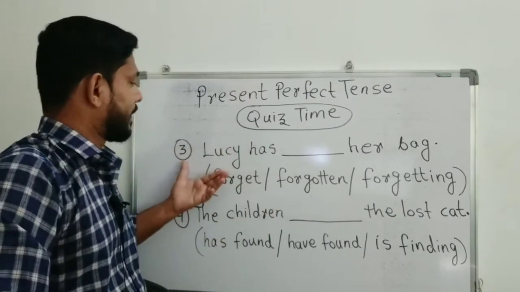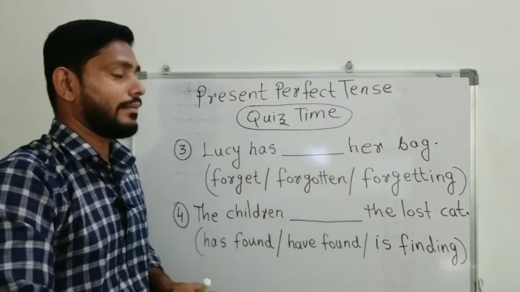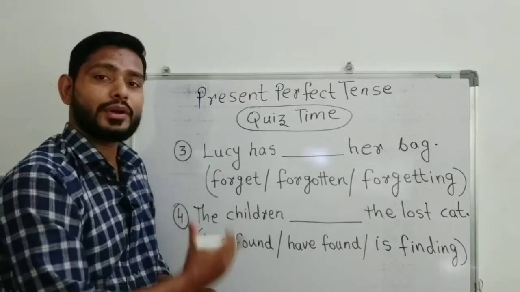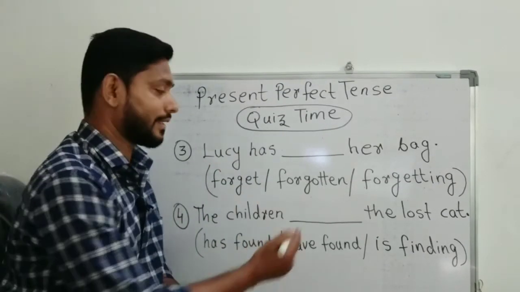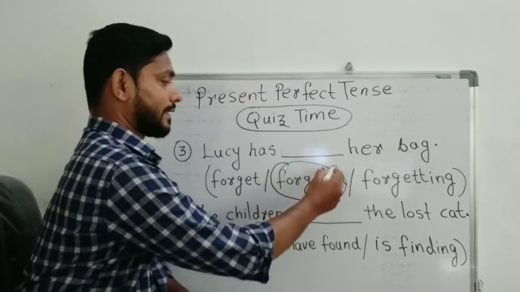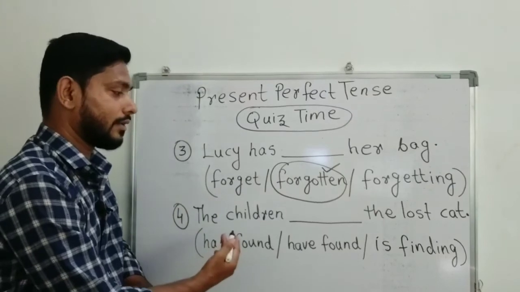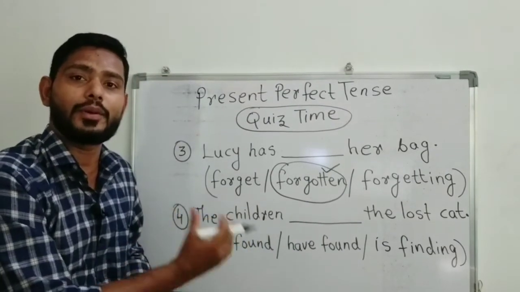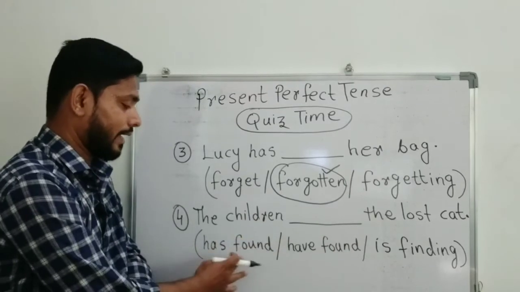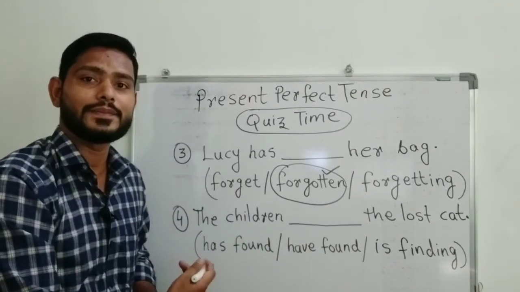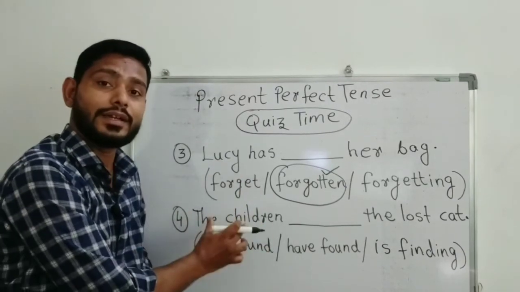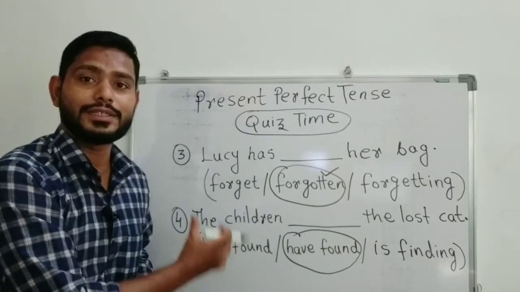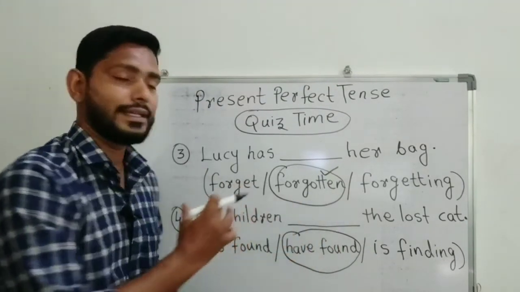Now let's come to the third one. Lucy has blank her bag. There are three options: forget, forgotten, forgetting. What may be the correct one? Lucy has forgotten. The third form of the verb is forgotten. The fourth one here is: the children blank the lost cat. So the children, singular or plural? Here are three options: has found, have found, is finding. The children is plural. That's why we have to use the correct form of the auxiliary verb, have found, in present perfect. The children have found the lost cat.